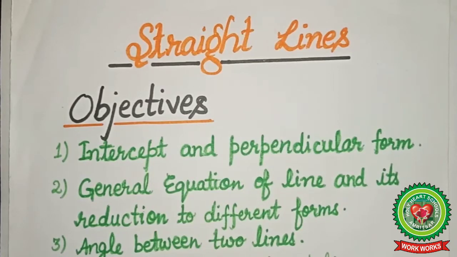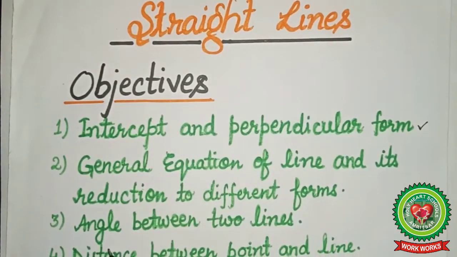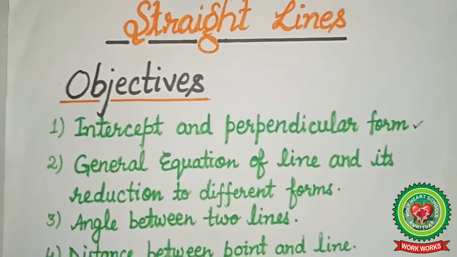Students, we have started the chapter Straight Lines and we have completed the first objective, that is the intercept and the perpendicular form of line. Today we are going to start with the second objective, that is the general equation of line and its reduction to the different forms. Then we will complete the third objective, that is angle between the two lines. Now let's start with the second objective.